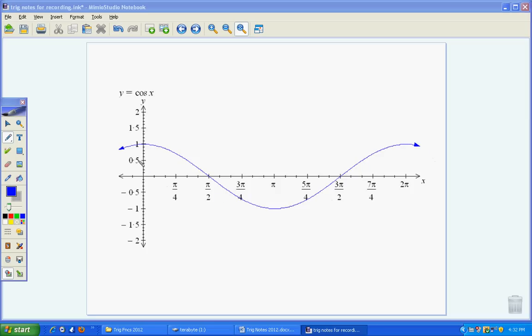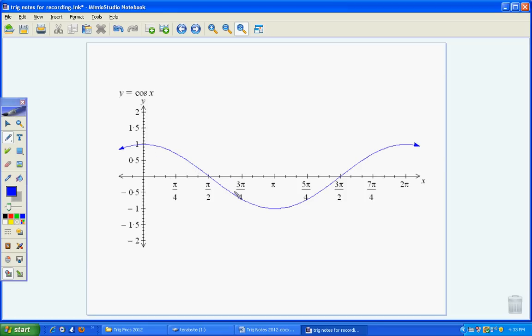So our period here is 2 pi because it takes 2 pi to go through one complete cycle or one complete revolution of cos of x. So you notice the values at pi/4, and you can also look at pi/3, pi/6 here. Like pi/3 would be a half.